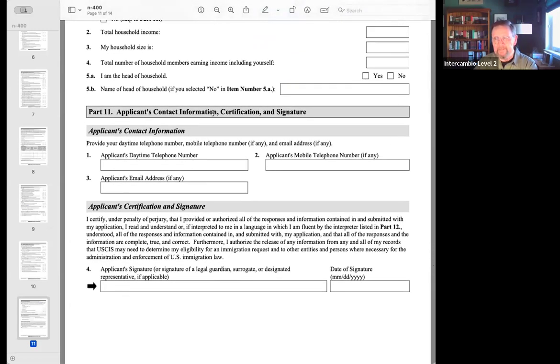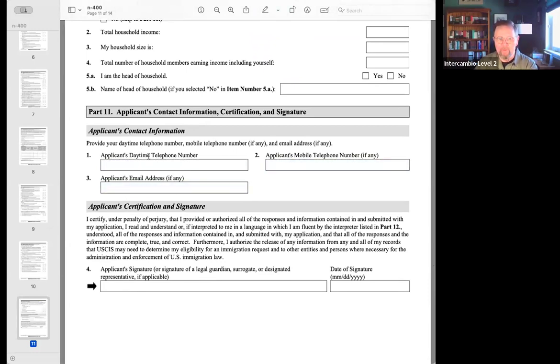Part 11 is your contact information. How do they get a hold of you? Your daytime phone number, your mobile number, your email address. And if your daytime phone number is the same as your mobile number, you can put both numbers here if you wish, or put NA and just put your mobile.